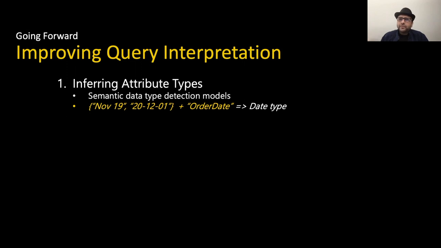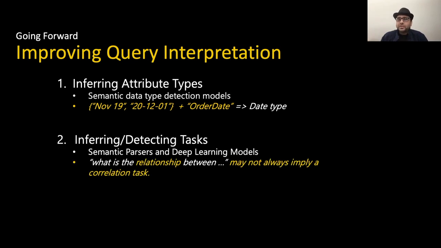NL4DV currently infers dates by matching the values against different date formats. To improve this, we plan to use semantic data type detection models that use both values and attribute names. Next, NL4DV currently uses a combination of lexicon-based and dependency-based approach to infer tasks. We plan to use semantic parsers and contemporary deep learning models that can also infer tasks based on the query phrasing and structure.